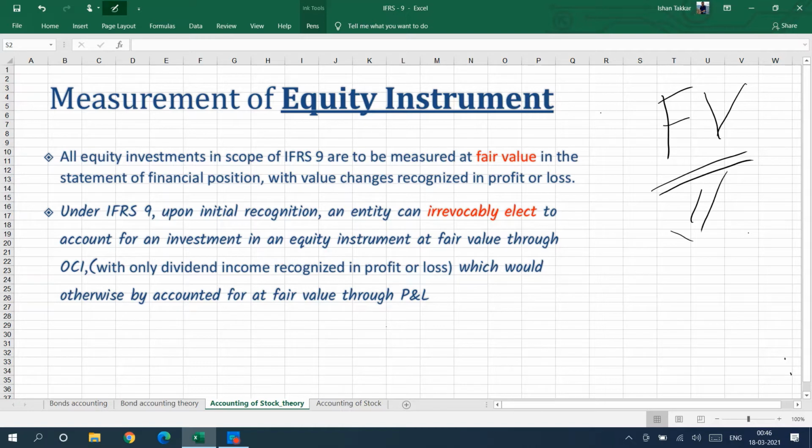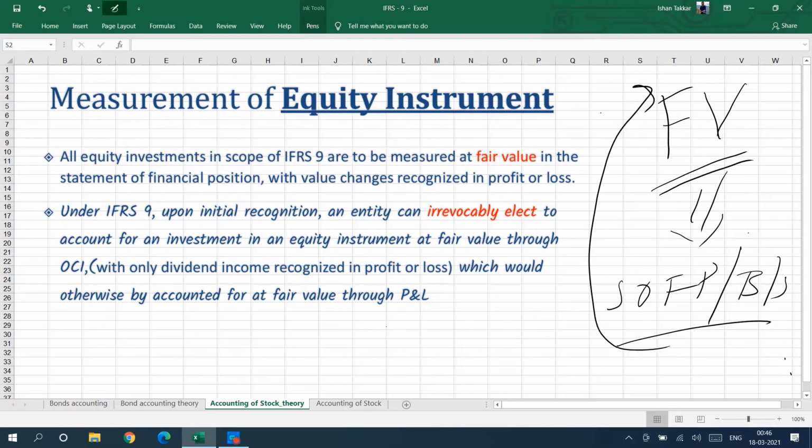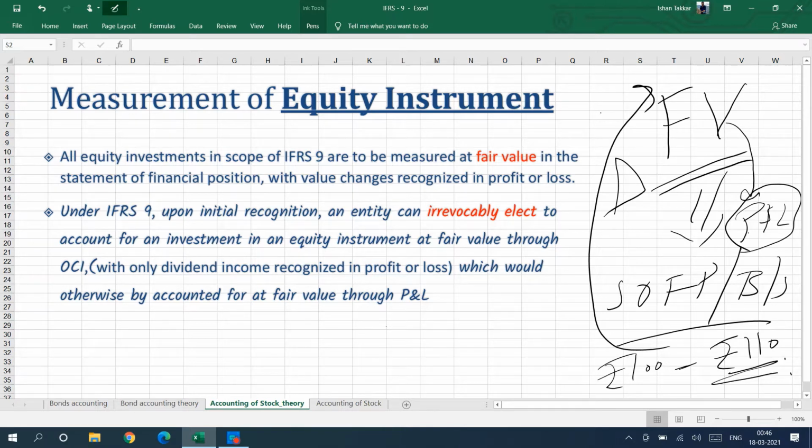In your statement of financial position, that is the balance sheet, you need to show it at fair value. And the change in fair value from one balance sheet date to another should be reported to P&L, should be taken to P&L. So if you purchase a stock for 100 rupees and the price increases from 100 to 110, so 10 rupees is your profit that you will report in your profit and loss account, and in your balance sheet you will be reflecting the investment or the asset at 110.